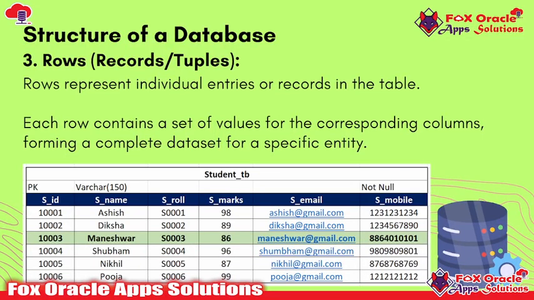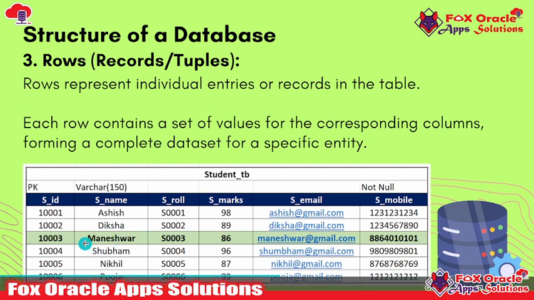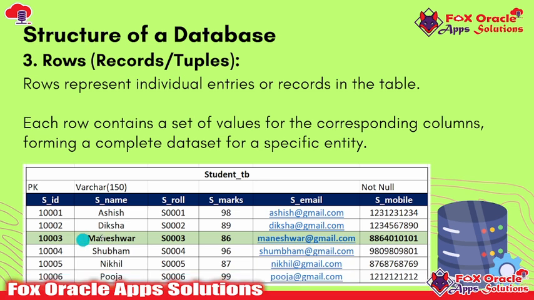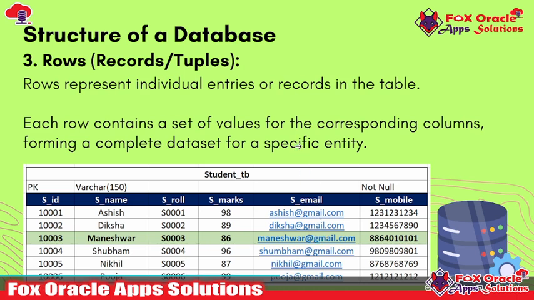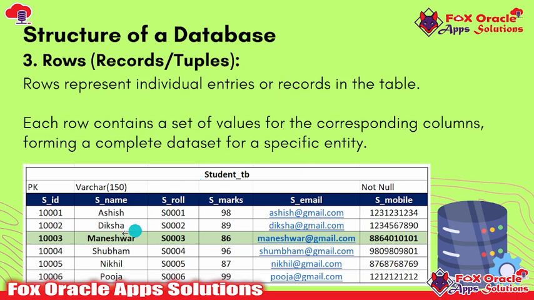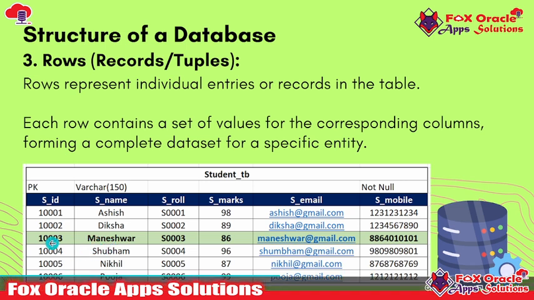If you look at a row, as we already discussed, a row defines the specific record of that entity. For example, we highlighted one row, that of Maneswar. The student Maneswar has roll number S0003 and marks 86. This is the email address and this is the mobile number. So we specify that specific record using a row. In Oracle SQL or in a Relational Database Management System, that is RDBMS, a row is known as a tuple. We can also call it a record.